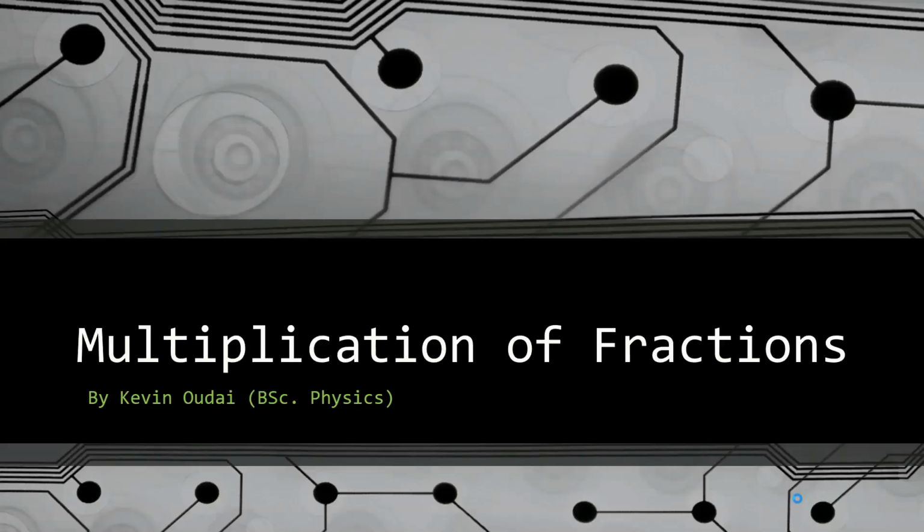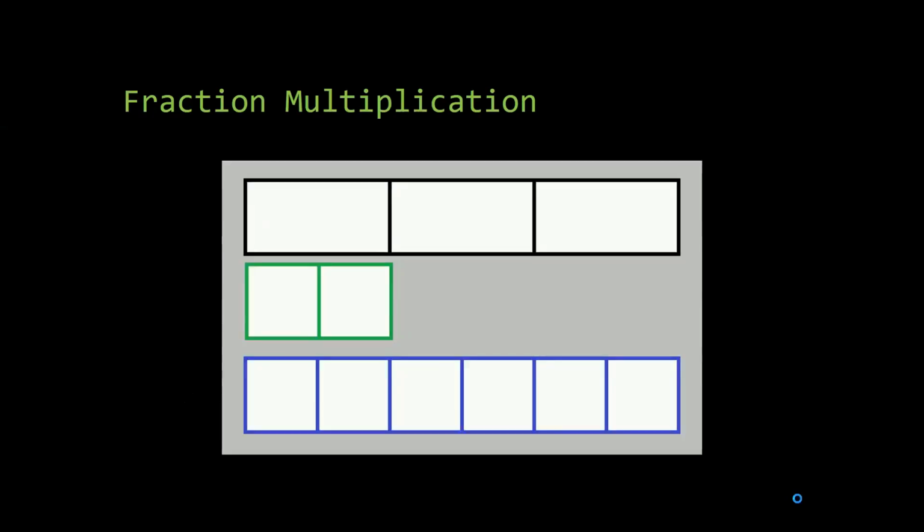So in this one, let's look at the multiplication of fractions. Now, when you have an object, say for example, we have this object here that's broken up into 3 equal pieces, 1 of 3, 2 of 3, 3 of 3, and you are asked to basically find half of that 1 of 3. In other words, I'm asked to find half of that 1 of 3 pieces.